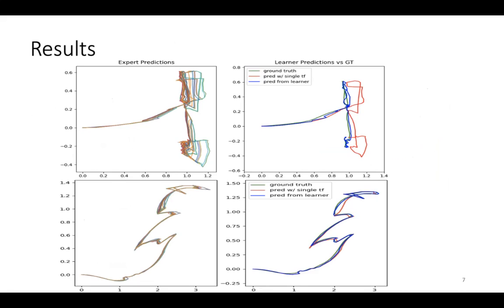The left figures show the predictions of all experts in 2D space, which shows a somewhat wide distribution. The right shows the ground truth in green, our method's predictions in blue, and the predictions using just a single expert in red. And as you can see, our predictions are generally closer to the ground truth than the baseline in red.